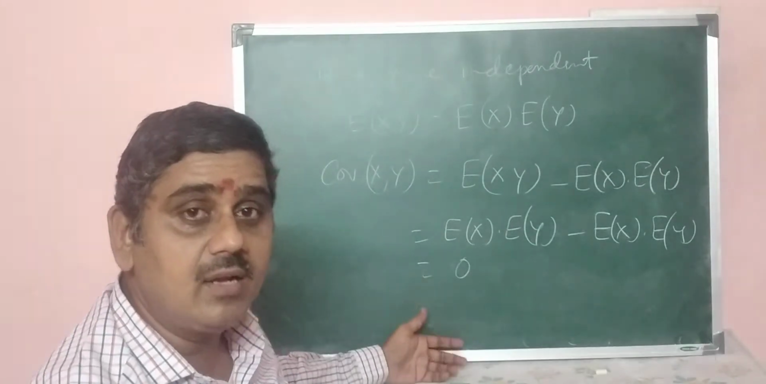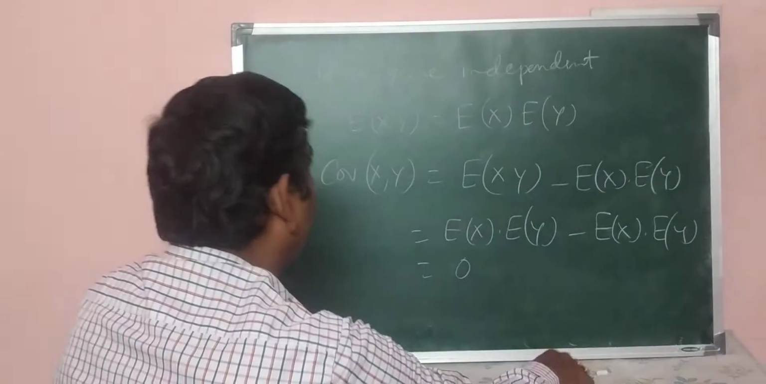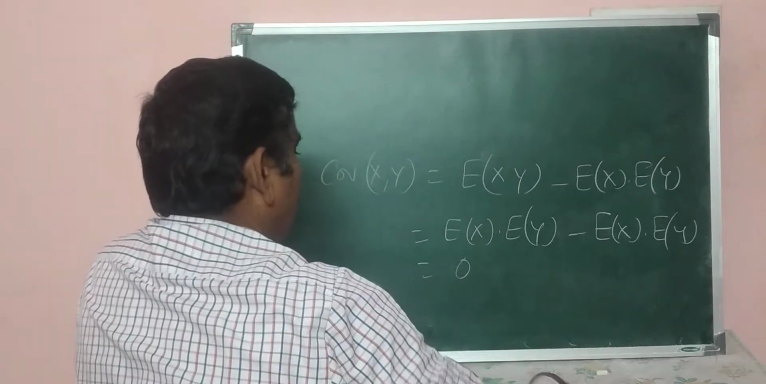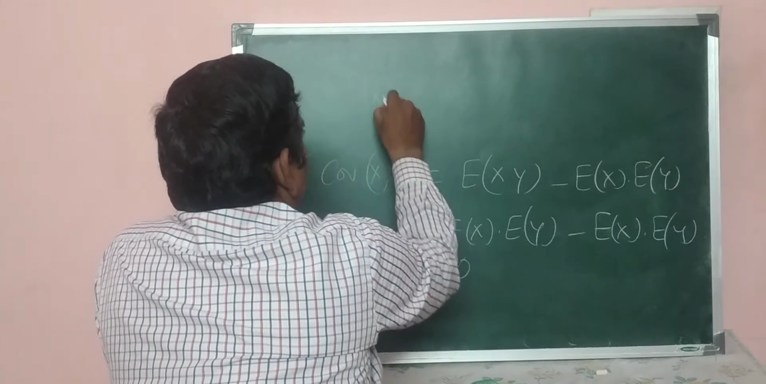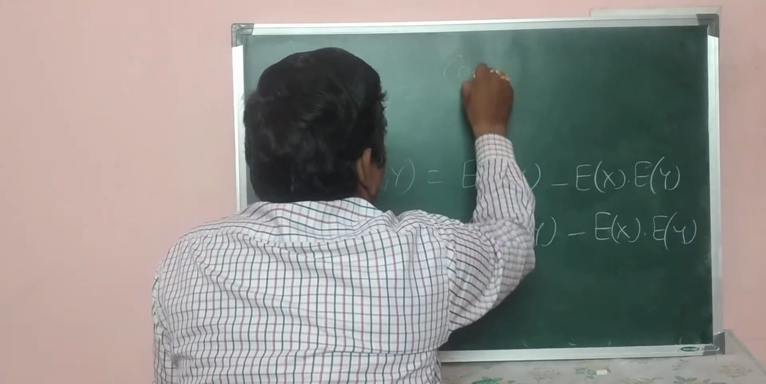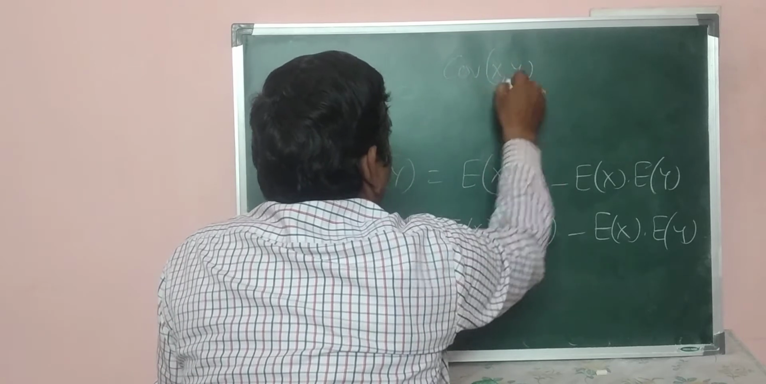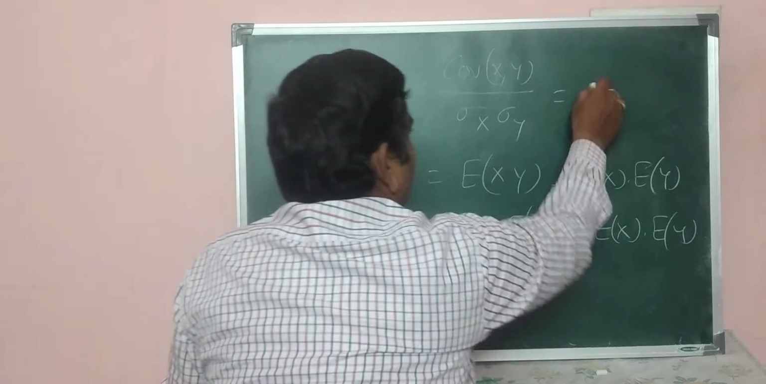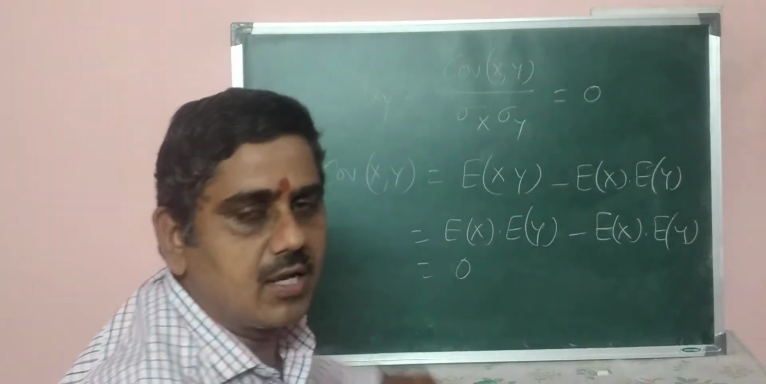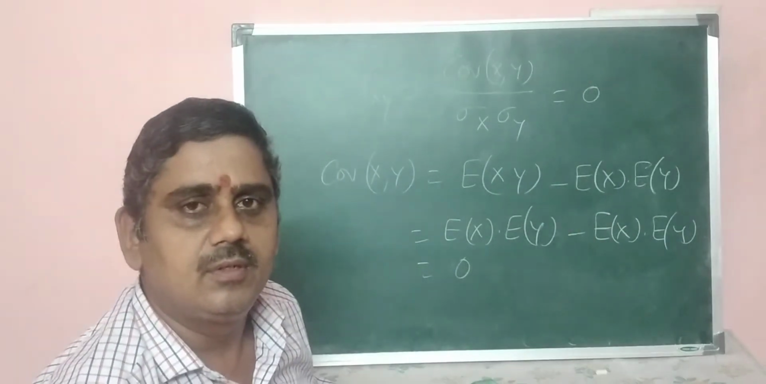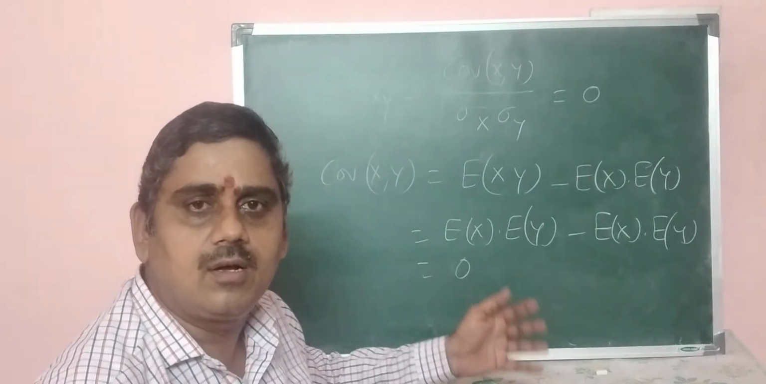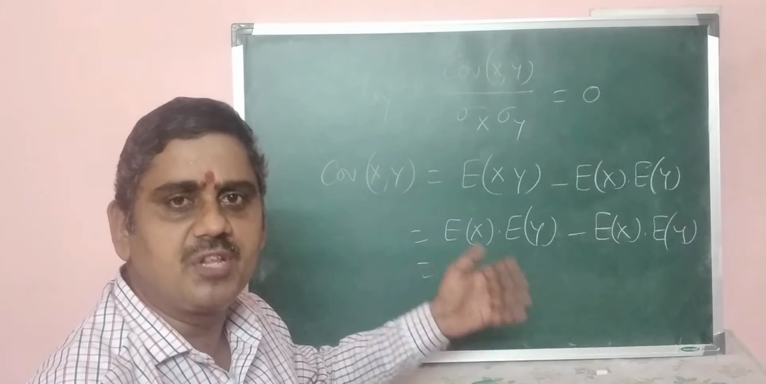Now we can calculate the correlation coefficient. What is the formula of correlation coefficient Rxy? Rxy is equal to covariance of x comma y divided by sigma x sigma y. Since covariance is 0, R is 0, Rxy is 0. That is the proof of this particular property.